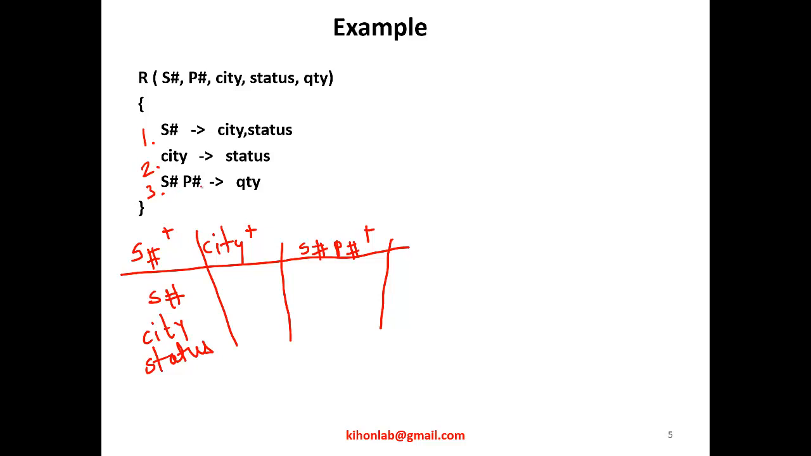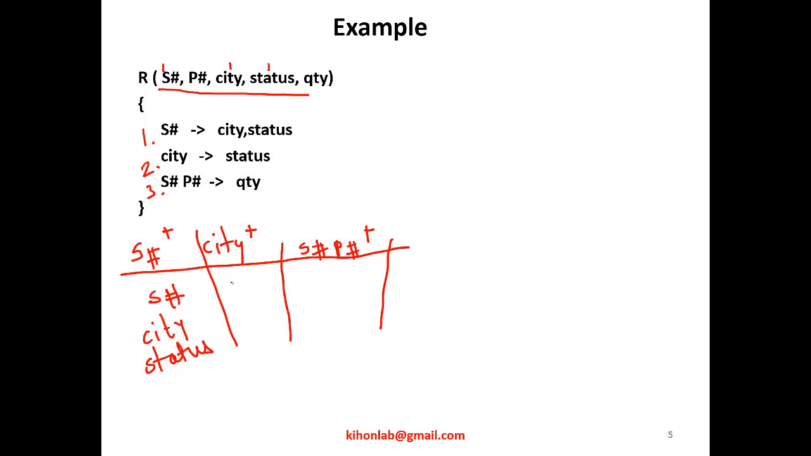Now S# P# derives quantity. Since this P# is missing, and we are not able to get it from any of the given dependencies, this is not going to be derived further, and I'll get only these three attributes: S#, CT and status. Since this is not going to derive all the attributes present in the given relation, this cannot be any key, not even a candidate key or a super key.